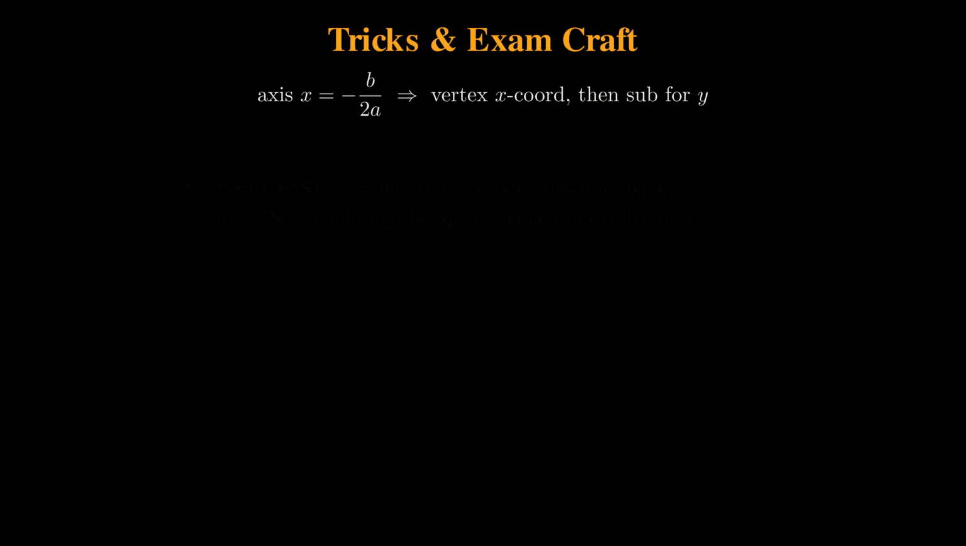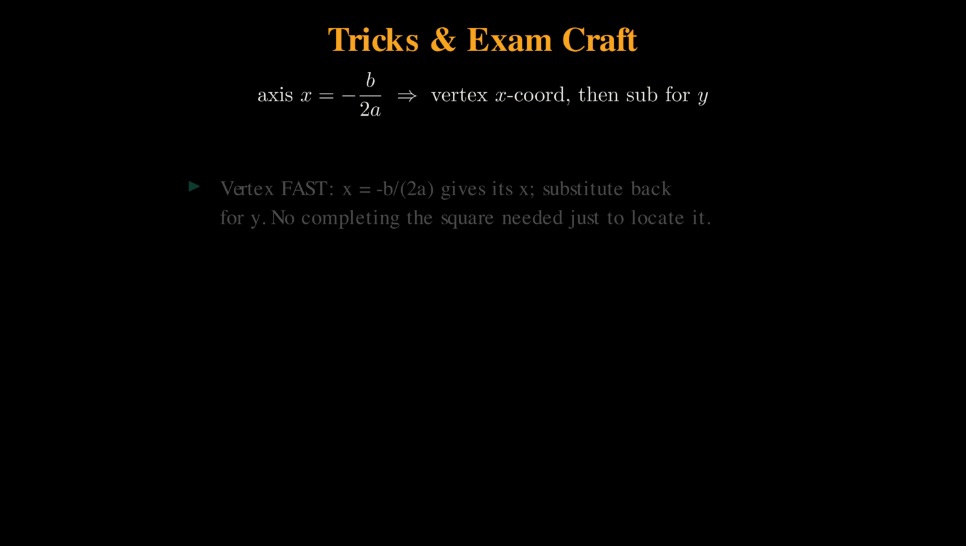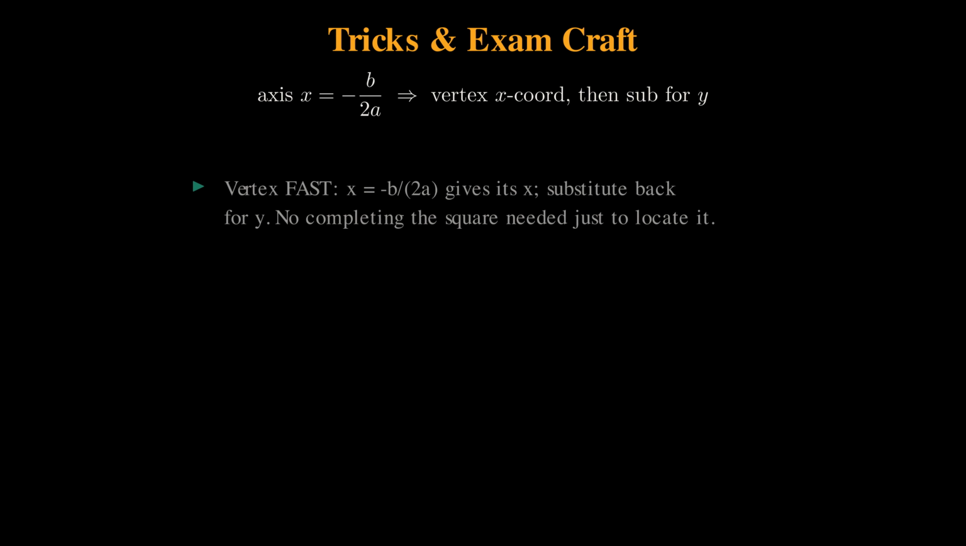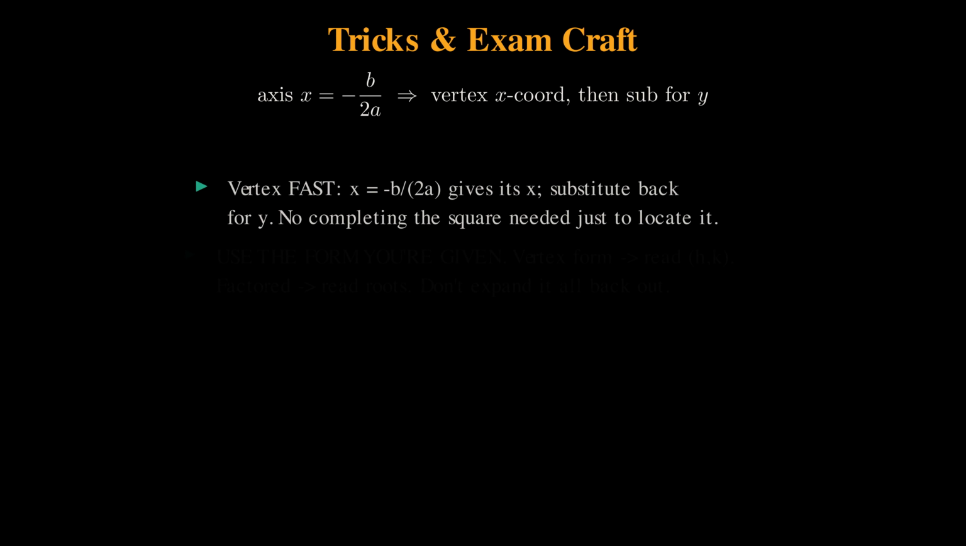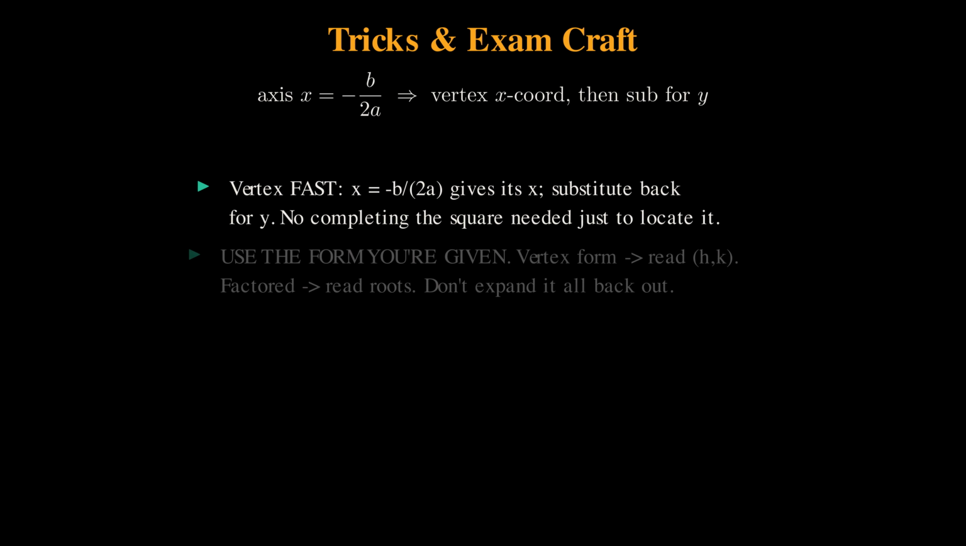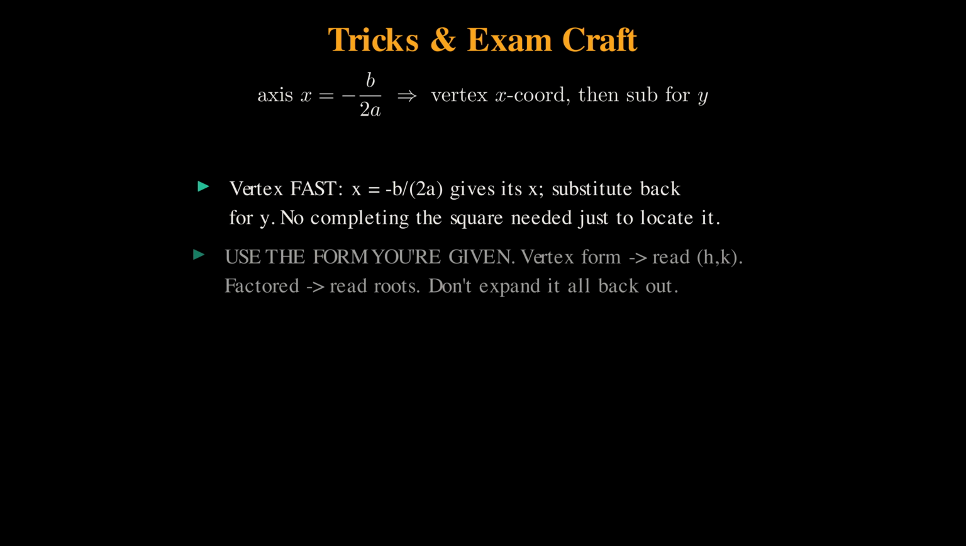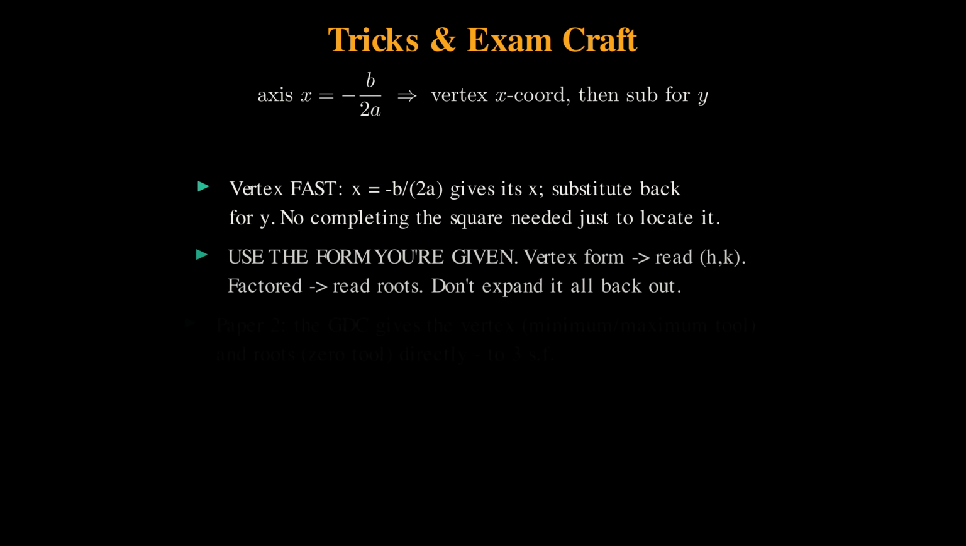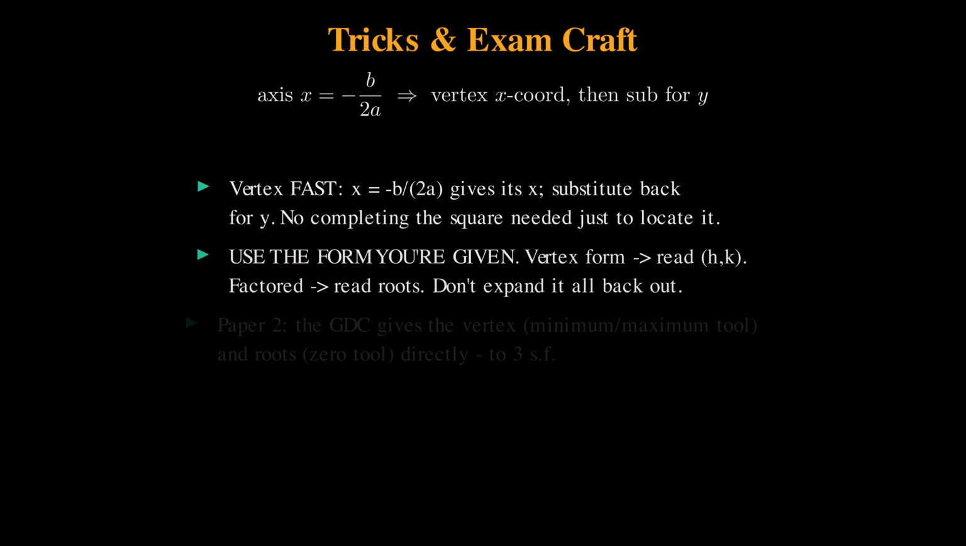4 rules to bank. 1. For a vertex, use minus b over 2a. Then substitute. Fast and reliable. 2. Use the form the question hands you. If it's already in vertex form, read h and k off. If it's factored, read the roots off. Don't waste time expanding it back to general.